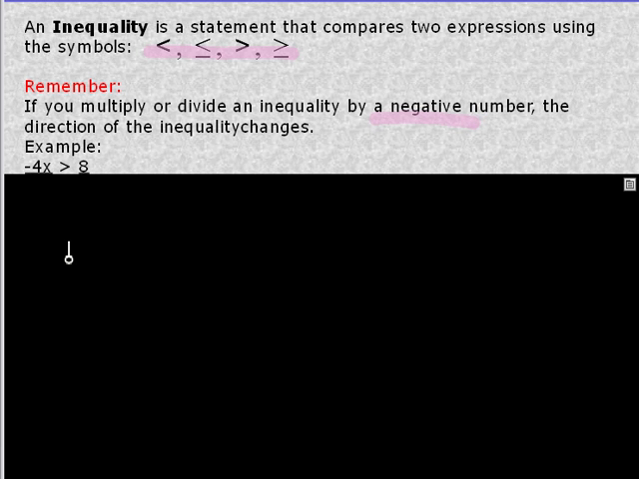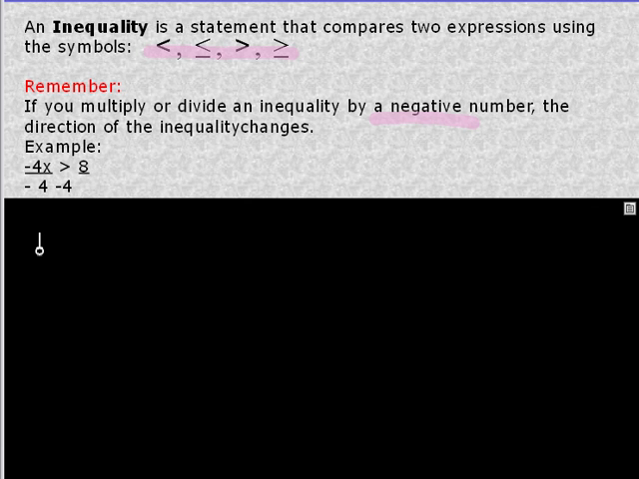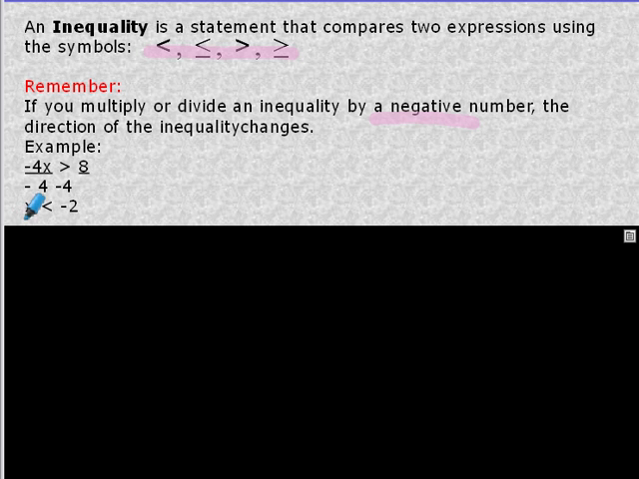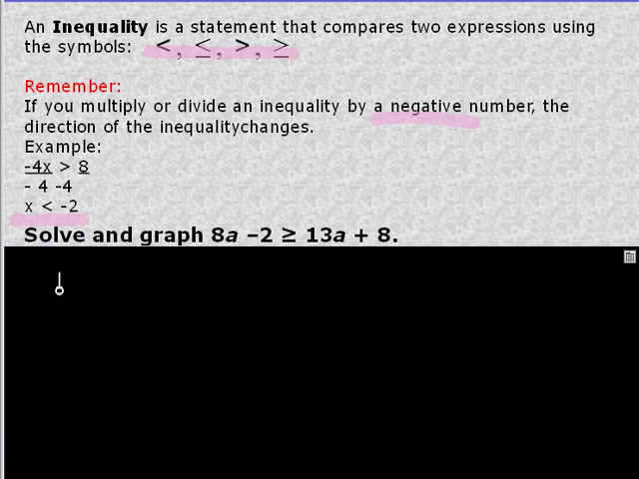So here's an example, negative 4x is greater than 8. We're going to divide by negative 4. Because we're dividing by a negative number, we have to change the direction of the sign. So it ends up being x is less than negative 2. And again, you can check it. If I plug negative 2 in there, I'm going to get a positive 8, which is not greater than 8, but negative 3 is going to be positive 12, which is. So you can see that changing the direction is what makes the solution correct.